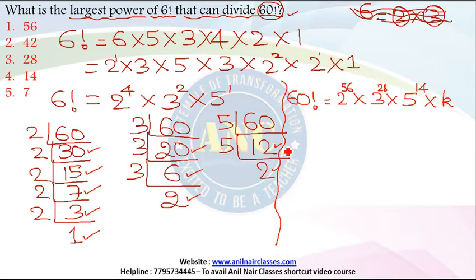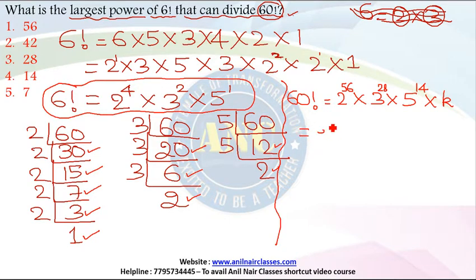5 power 14. But they are not asking you to find the highest power of 2 in 60 factorial. They are not asking you to find the highest power of 3 in 60 factorial. Similarly, they are not asking for the highest power of 5. But they are asking you to find the highest power of 6 factorial in 60 factorial. 6 factorial is 2 power 4 into 3 square into 5 power 1.